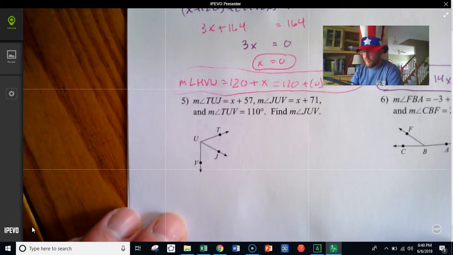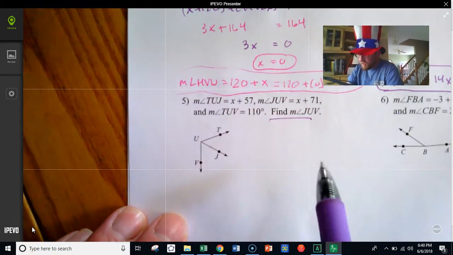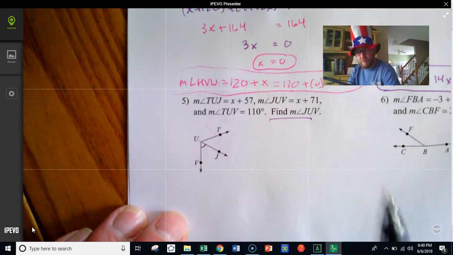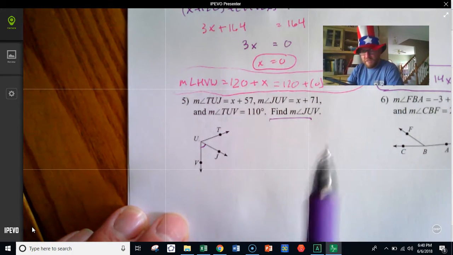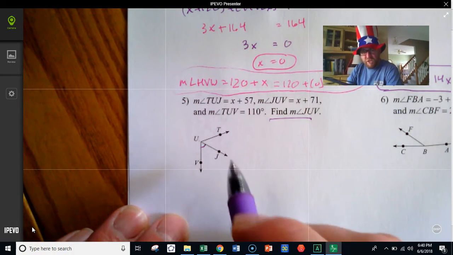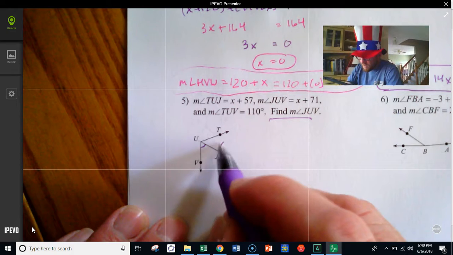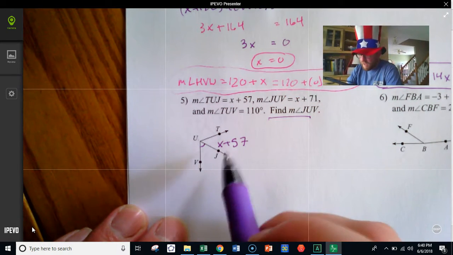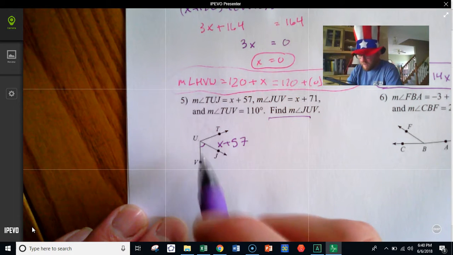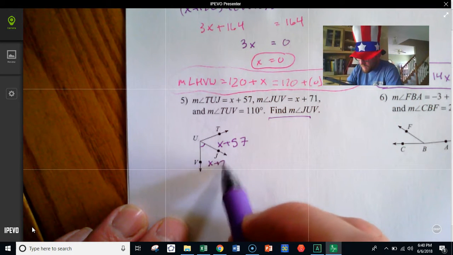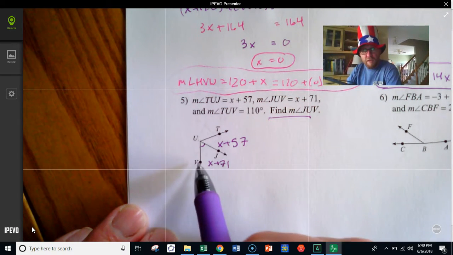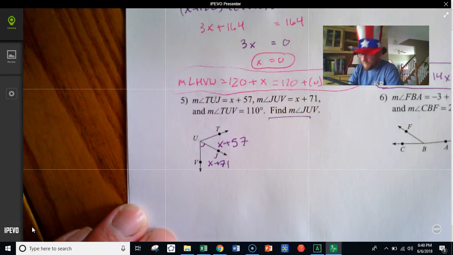Down here, we're trying to find the measure of JUV. So that's JUV, this little angle right here. All right. Now we know that TUJ is x plus 57, and we know that JUV is x plus 71. And the big angle TUV is 110 degrees.